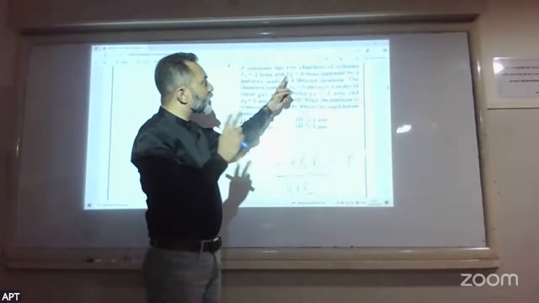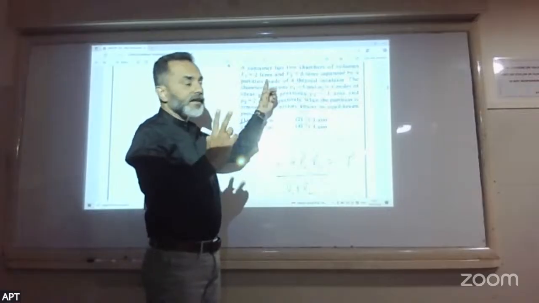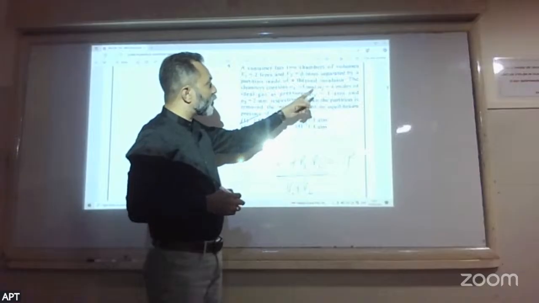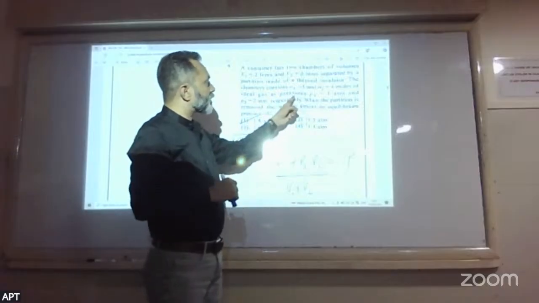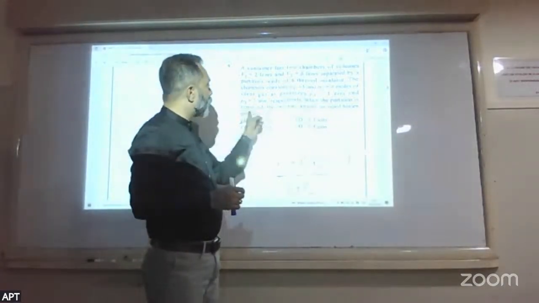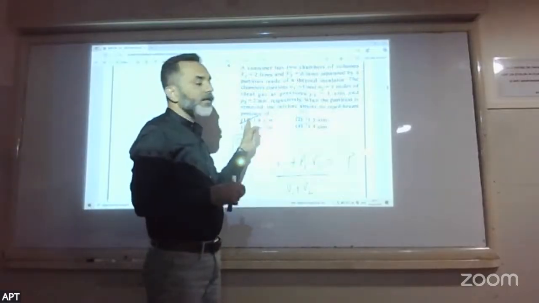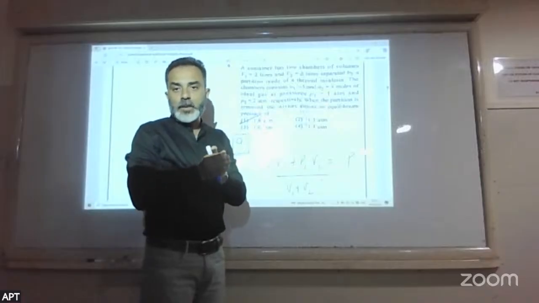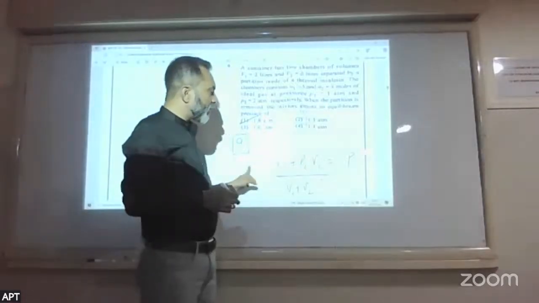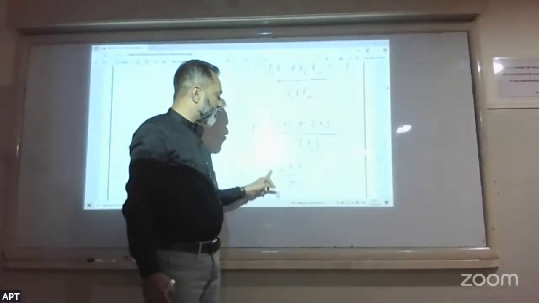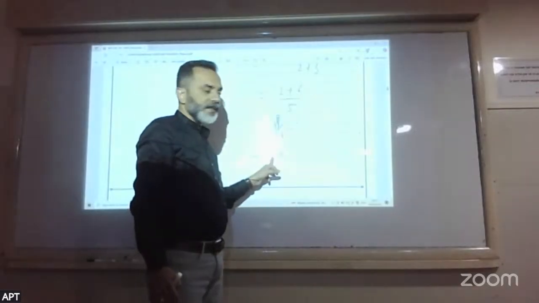A container has two chambers, volume V1 and V2, that's 2 liters and 3 liters, separated by a partition made of a thermal insulator. The chambers contain N1 = 5 and N2 = 4 moles of ideal gas at pressure P1, which is 1 atmosphere, and P2, which is 2 atmospheres. When the partition is removed, the mixture attains equilibrium. We are supposed to find the mixture's pressure. That's (P1 V1 plus P2 V2) upon (V1 plus V2). By applying that formula, we get the correct answer, which comes out to be 1.6, that's 8 by 5.